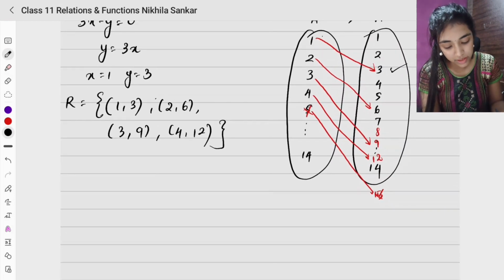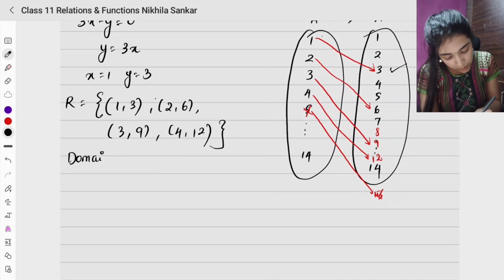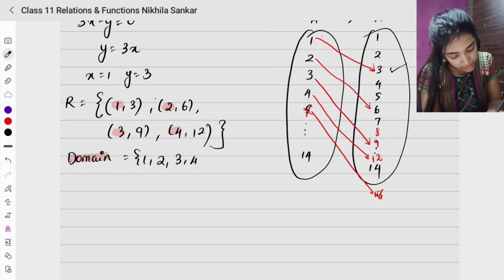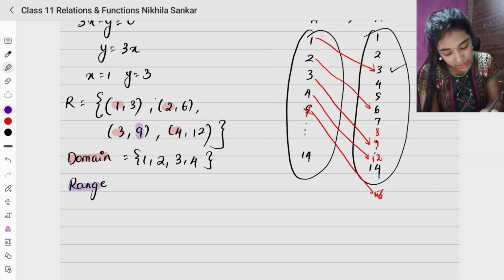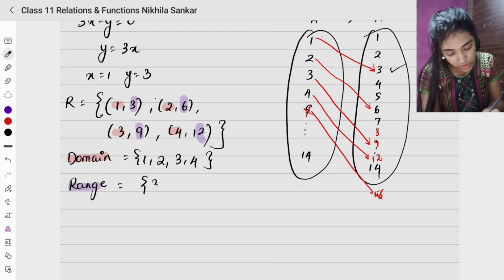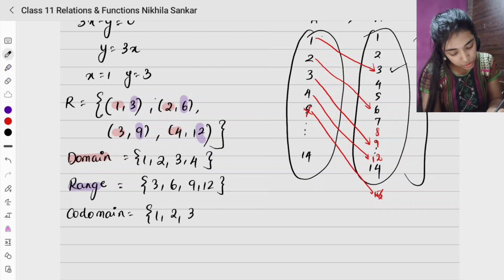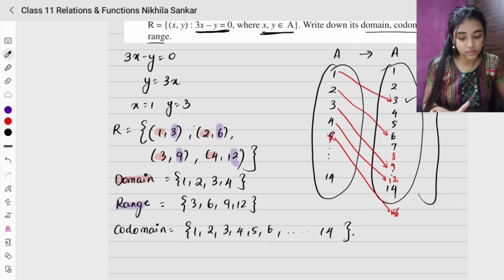Now domain, codomain and range. What is my domain? All permissible values in the relation that are in the x coordinate. So 1, 2, 3 and 4. Range is going to be all permissible values which are in the y coordinate in the relation. In the relation is very, very important. So I have 3, 6, 9 and 12. What is my codomain? Codomain is going to be all the elements in the output set. So it is going to be 1, 2, 3, 4, 5, 6 until 14. Okay, please copy.